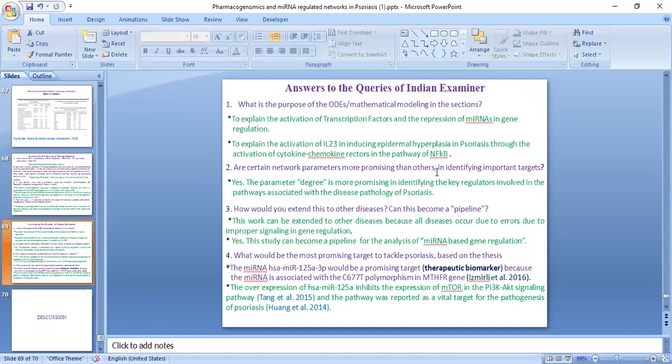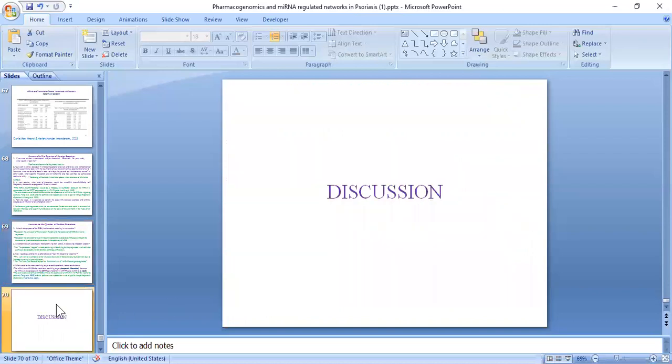How do you exactly extend this to other diseases? Yes, this is possible by constructing a pipeline and detecting the minor variations in signals. You don't have many variations, only minor variations will be there. If we detect those variations, we can. And the most promising target to tackle psoriasis based on this is HSA-MIR-125A-3P, a therapeutic biomarker, evidence-based. And the forum is open for further discussions.